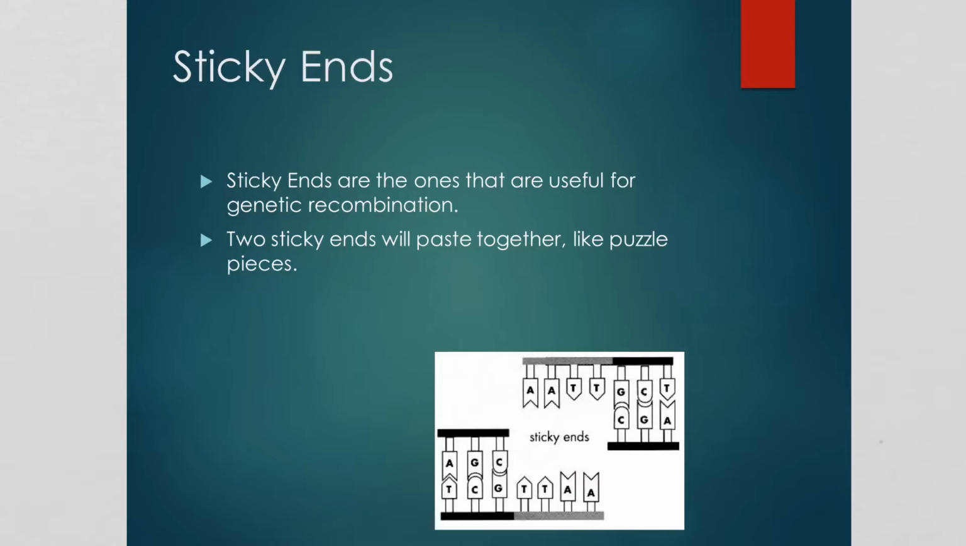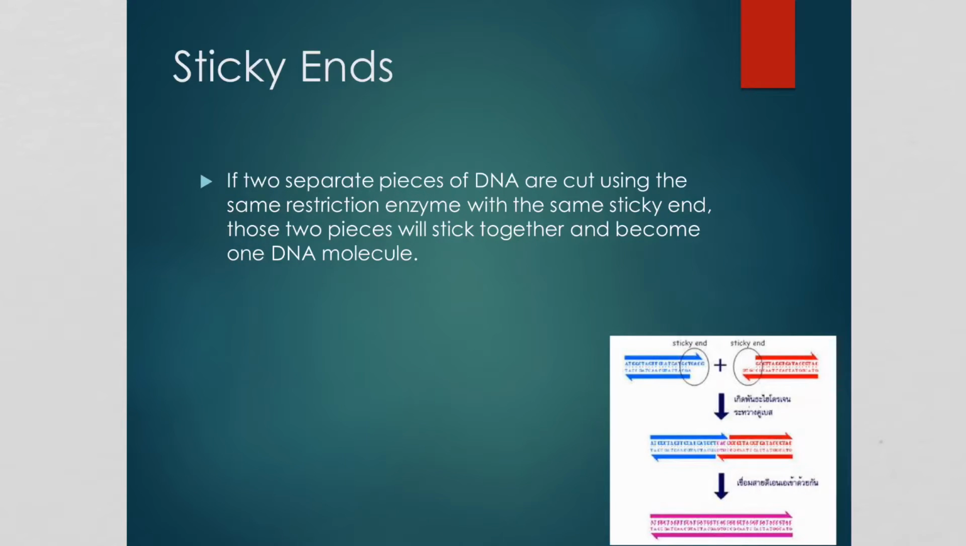You can see that's been cut here. Those T's will pair up again with those A's, those T's with those A's again. These 2 pieces of DNA can stick back together like glue. So the rule is this, that if any 2 separate pieces of DNA are cut using the same restriction enzyme and they have the same sticky ends, those 2 pieces will stick together and become one DNA molecule.